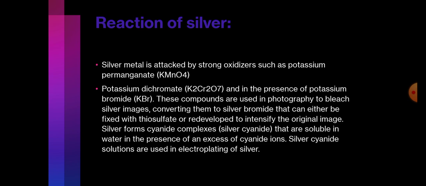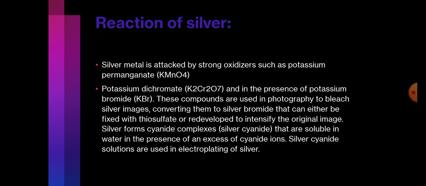Reactions of silver. Silver metal is attacked by strong oxidizers such as potassium permanganate and potassium dichromate, and in the presence of potassium bromide. These compounds are used in photography to bleach silver images, converting them to silver bromide that can either be fixed with thiosulfate or redeveloped to intensify the original image.